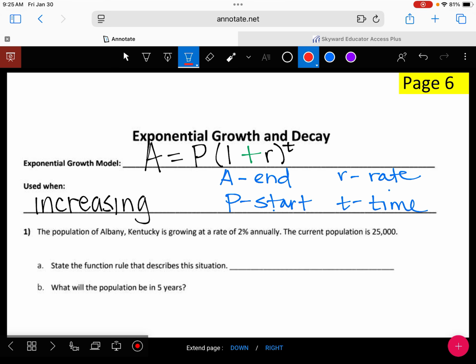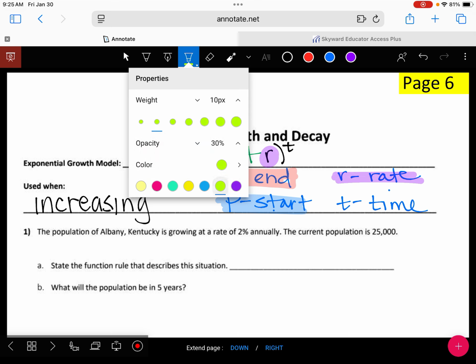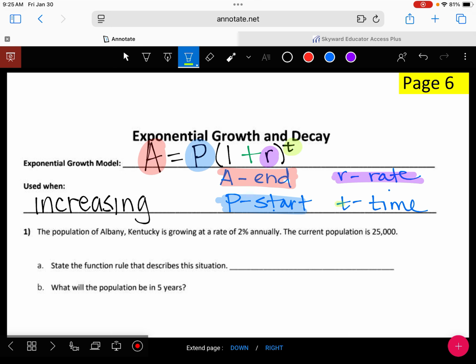So we have our A value. That means that's my ending amount. And then the P value, that's my starting amount. The rate, that's my percentage. And then I have T, which is time. So go ahead and copy that down.